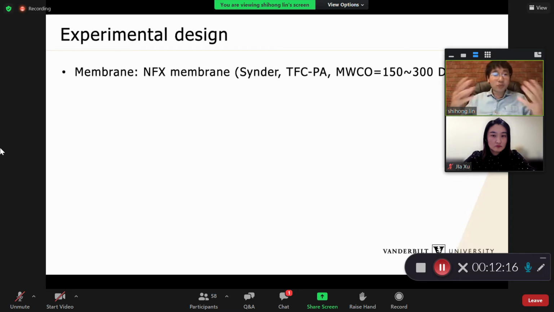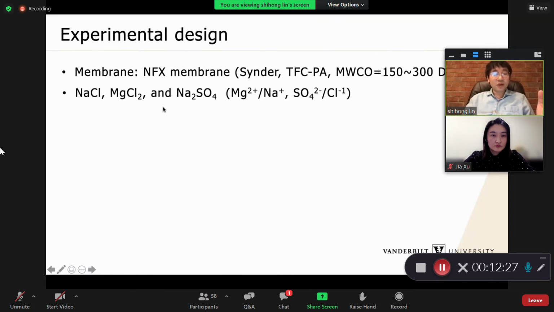Okay, so in this work, what we're going to do is we use these three methods to do some experiments with just a commercial nanofiltration membrane. In this case, it's from Cinder. We want to see whether the results are actually comparable, and basically what factors would affect the selectivities. So we just measure this using three salts, sodium chloride, magnesium chloride, and sodium sulfate, so that we can compare the cation selectivity and the anion selectivity.